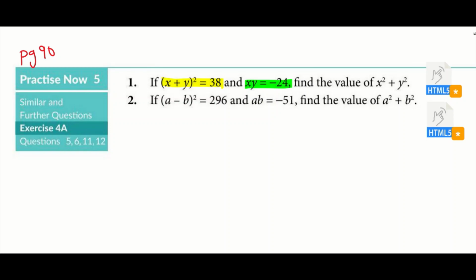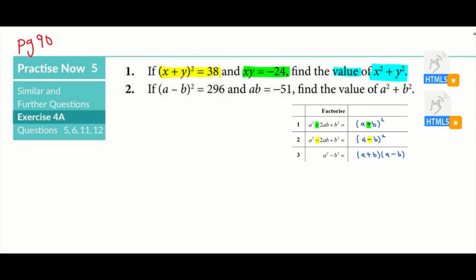And now we come to the more challenging questions, when they give us the value of one expression and another expression, and they ask us to find the value of the third expression. In this case, it is x squared plus y squared. Now, a hint is to start from what you've learned before, your three algebraic identities.